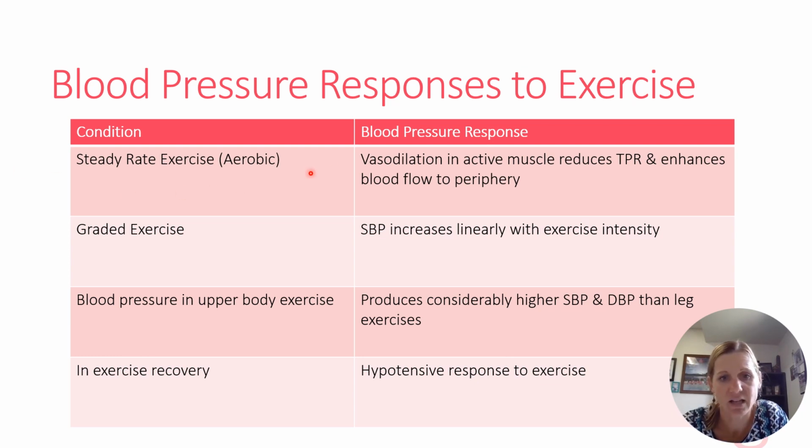So we're starting with steady state aerobic. Think of this as rhythmic, moderate intensity exercise, like a nice jog or a nice bike or a nice elliptical. Oxygen need and oxygen demand are matched, so everything's good here. What happens? We're going to have vasodilation to the active muscle, which is going to reduce TPR. TPR is total peripheral resistance. As I increase the size of the tube, I'm going to decrease total peripheral resistance, and this enhances blood flow to the periphery.